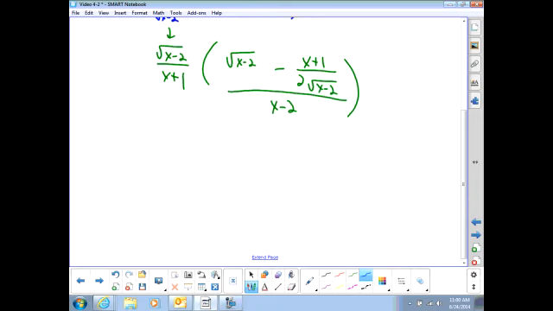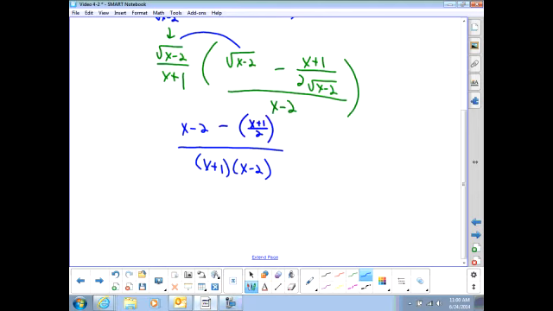Well, we're going to distribute that fraction out front through. So in the denominator, we'll just have an x plus 1 times an x minus 2. And in the numerator, we have to distribute through a square root of x minus 2. Well, square root of x minus 2 times square root of x minus 2 is just x minus 2. And then the square root of x minus 2 will cancel with the square root of x minus 2 in the bottom. So we'll have minus x plus 1 all over 2.